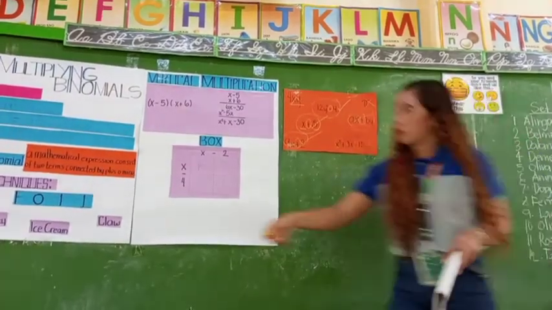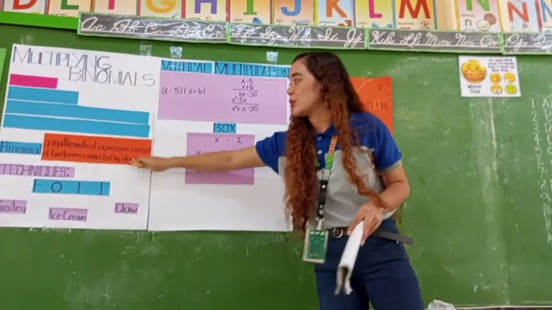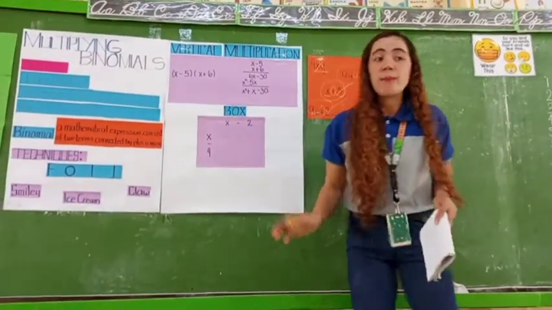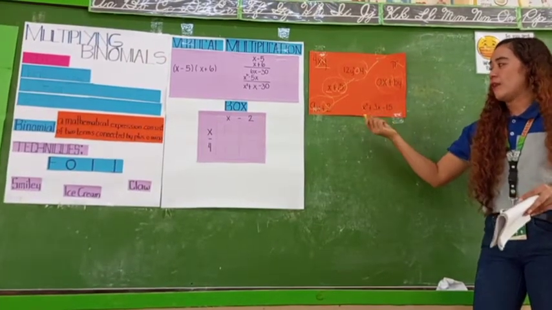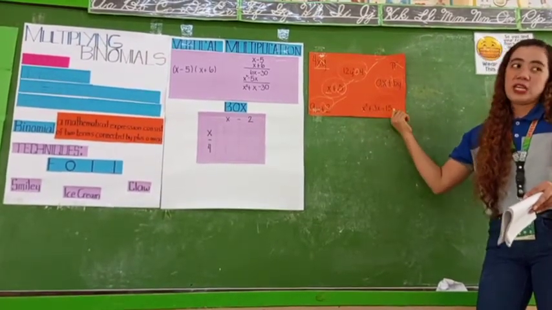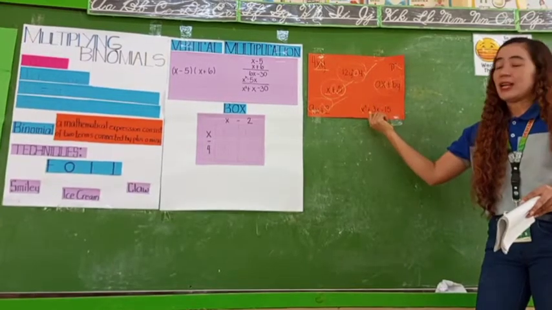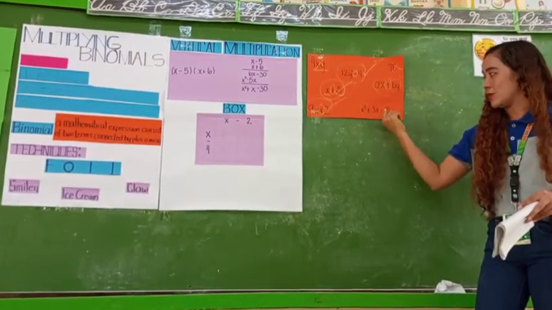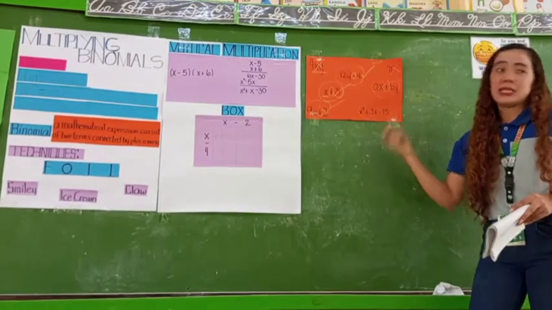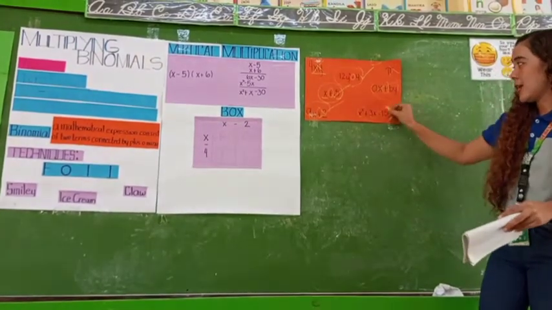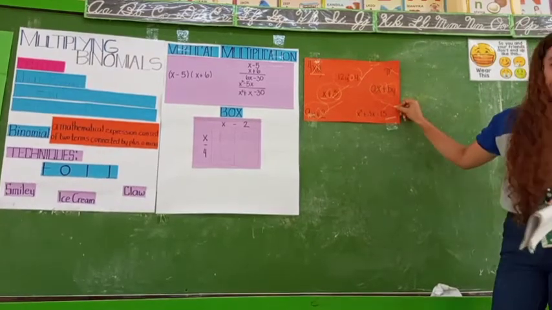Kasi ang sinasabi dito, it is a mathematical expression consists of two terms. Two terms lang siya. Pero dito kasi, tatlong terms siya. We have x squared, 3x, and then negative 15. Even though it is connected by a positive and the minus sign, still, hindi siya two terms. Three terms siya. That is why it is not considered as a binomial.